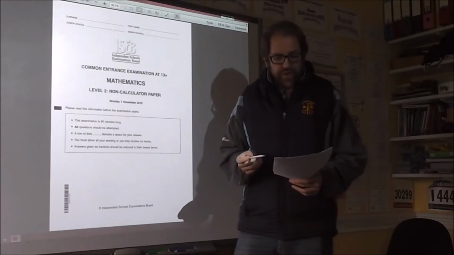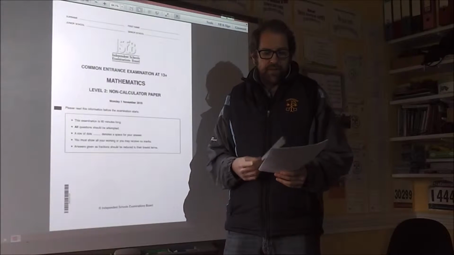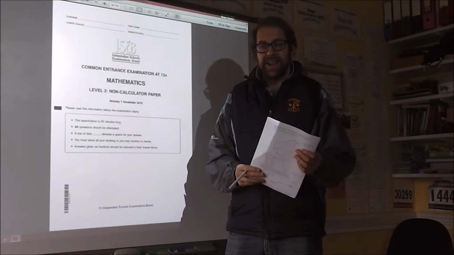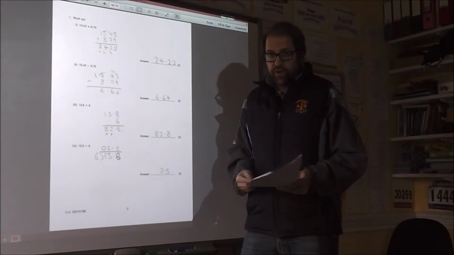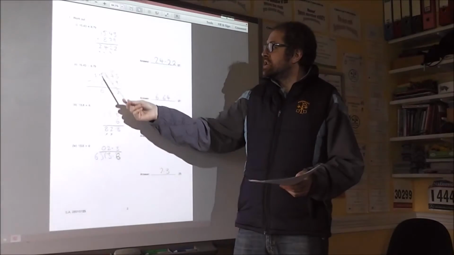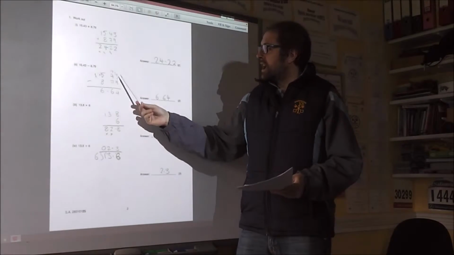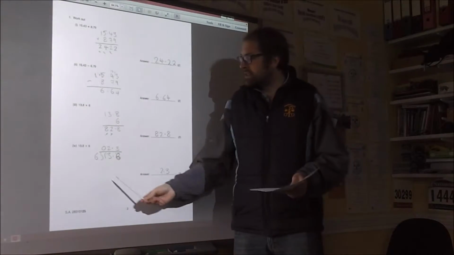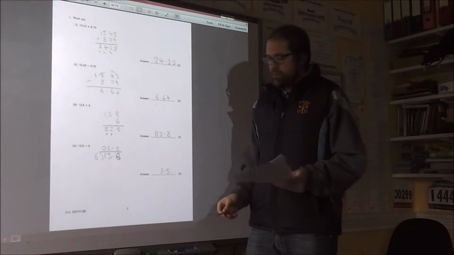Here are the answers to the non-calculator paper from November 2010, and these are the level 2 answers. Okay, question 1 is your 4 operations question. These are either right or wrong, so make sure you lay out your working nice and neatly, and take care with your number of operations.